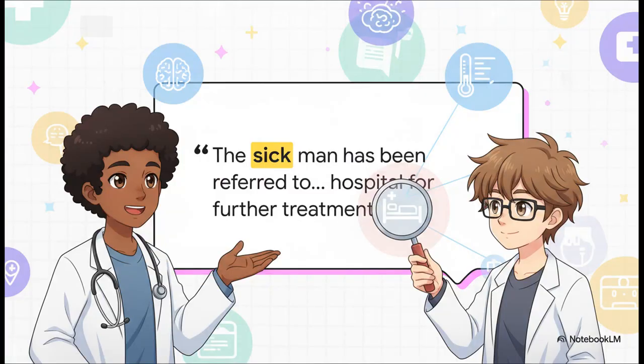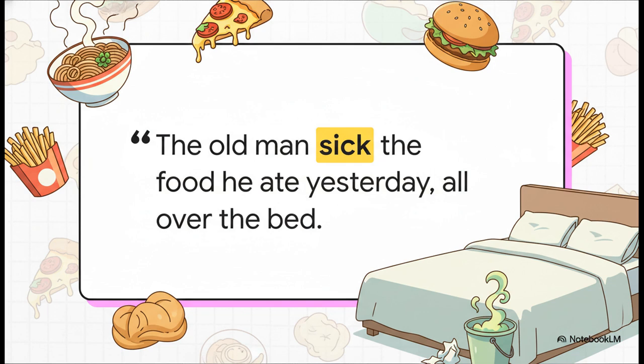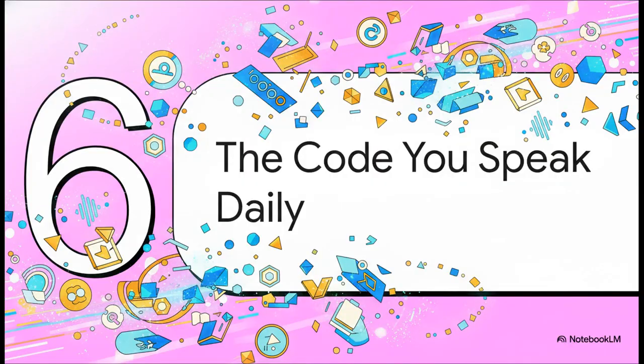Let's look at a super clear example. The sick man has been referred to hospital. Here, the word sick means, well, sick, ill, not feeling well. The context of the hospital makes that meaning 100% clear. But now, watch this. It's the exact same word, sick, but the context, the food, the bed, it completely changes the meaning. Here, sick means to vomit. That is pragmatics in action, right there. Context is absolutely king.